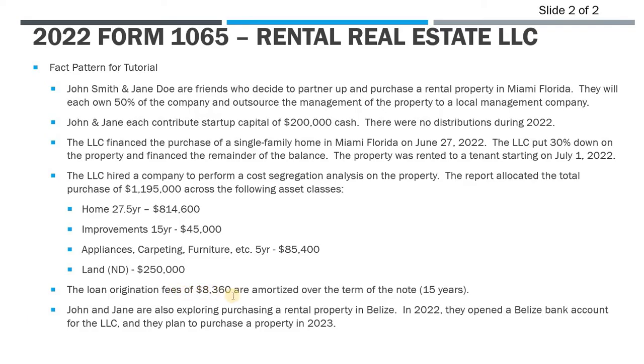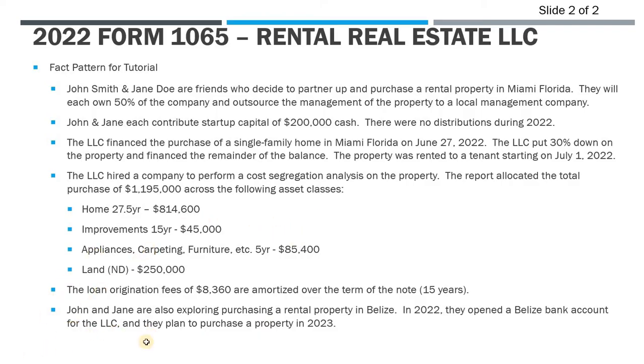Now, the loan origination fees, these are amortized over the term of the loan. So we have a 15-year note, so it means we're going to amortize these costs straight line over a period of 15 years. And then lastly, John and Jane are looking to buy an additional rental property, but they're looking at Belize, right? So they're going to go overseas to buy something. So in anticipation of that, they opened a foreign bank account with a Belize bank. And they're going to purchase the property in 2023, but for 2022, the only foreign exposure they have here is they own a foreign account, and there's going to be some non-U.S. interest income earned on that bank account.